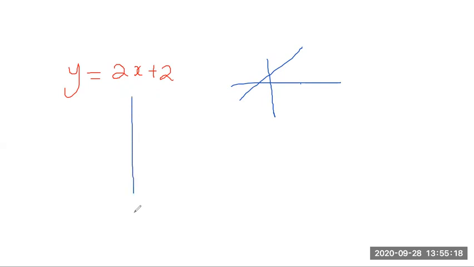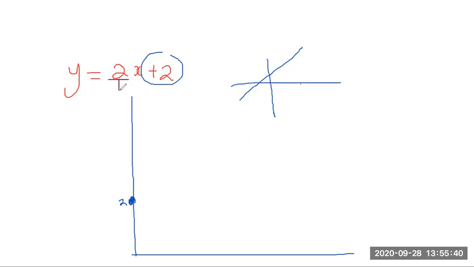I could also look at my equation and I know that it goes through 2 because the y-intercept is 2. So I'm going to put a point there. I could look at my slope now, and I know that my slope is rise over run. So this is 2 over 1, my rise over 1.